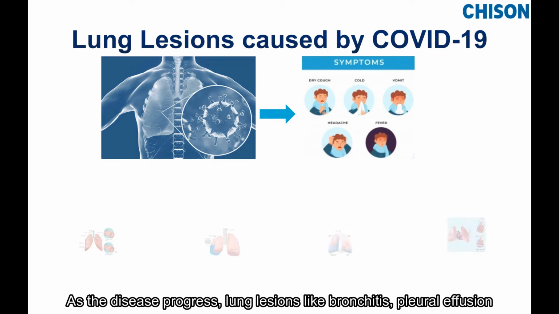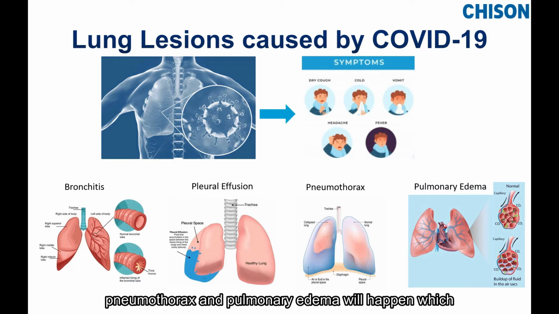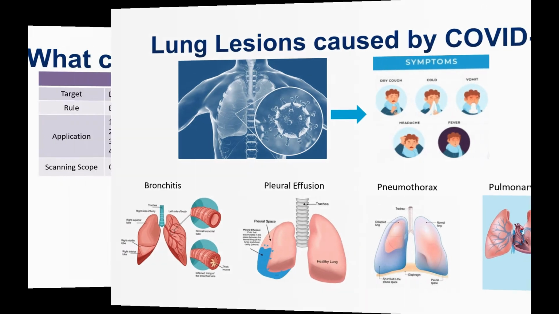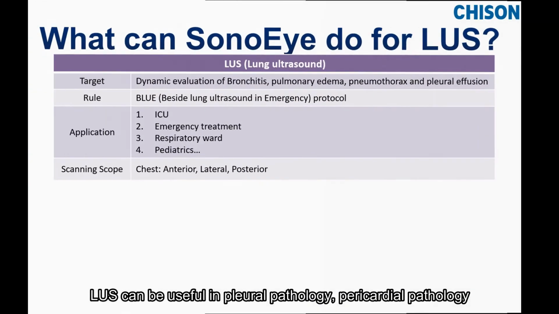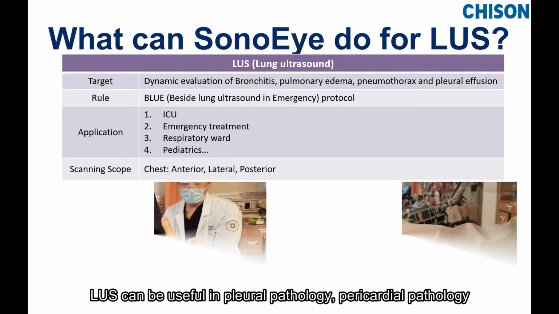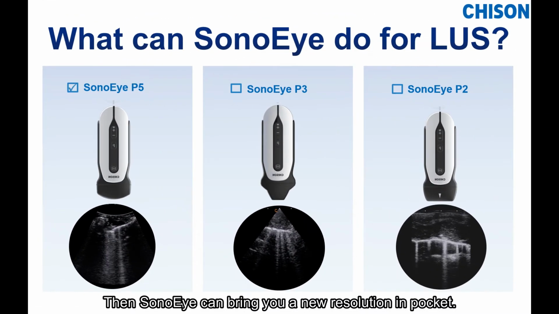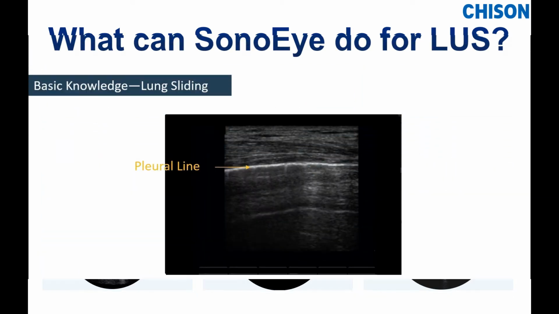As the disease progresses, lung lesions like bronchitis, pleural effusion, pneumothorax, and pulmonary edema will happen, which would cause respiratory syndrome, renal failure. Lung ultrasound can be useful in pleural pathology, pericardial pathology. Then, the SonoEye can bring you a new resolution in pocket. All of the types of SonoEye can support the lung preset.